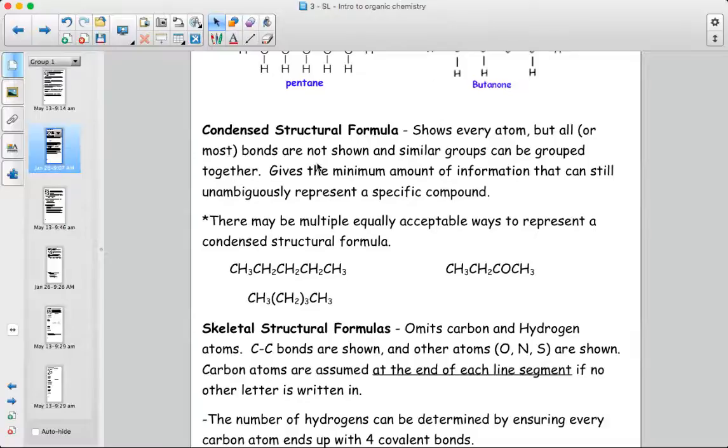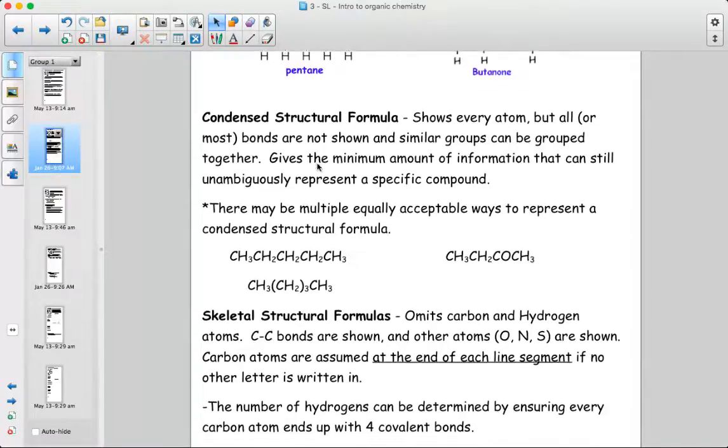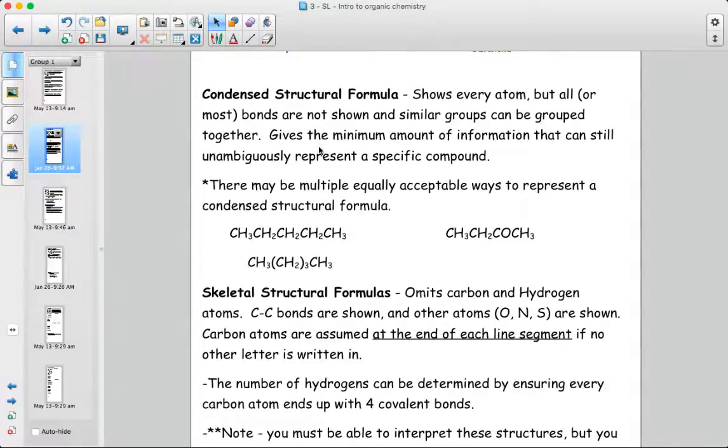So, and we'll get to that in a minute, but the point is, if I can write it in a similar way to a molecular formula, but give you a bit more information about how the different atoms and groups go together, that's a lot more useful. So a condensed structural formula is a more useful molecular formula.